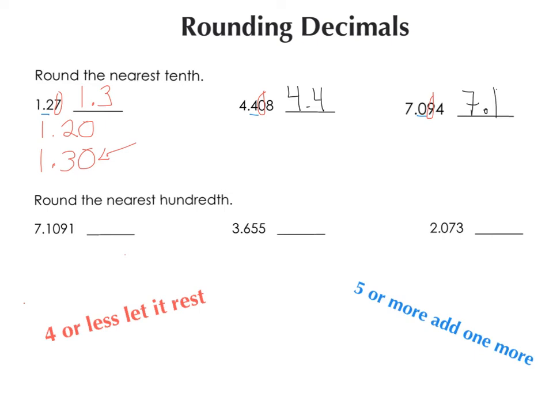So this next section, we're looking at the hundredths place, so I'm going to underline all my hundredths place values, and then I'm going to circle all of the numbers following the hundredths place value. So on this first one, I have a 9. We talked about last problem that 9 rounds up, so this would change to 7 and 11 hundredths. This next one, we have a 5. 5 or more, we're adding again. So this one would change to 3 and 66 hundredths. And lastly, we have a 3, which tells me it's less, so I need to let it rest. So this would say 2 and 7 hundredths.